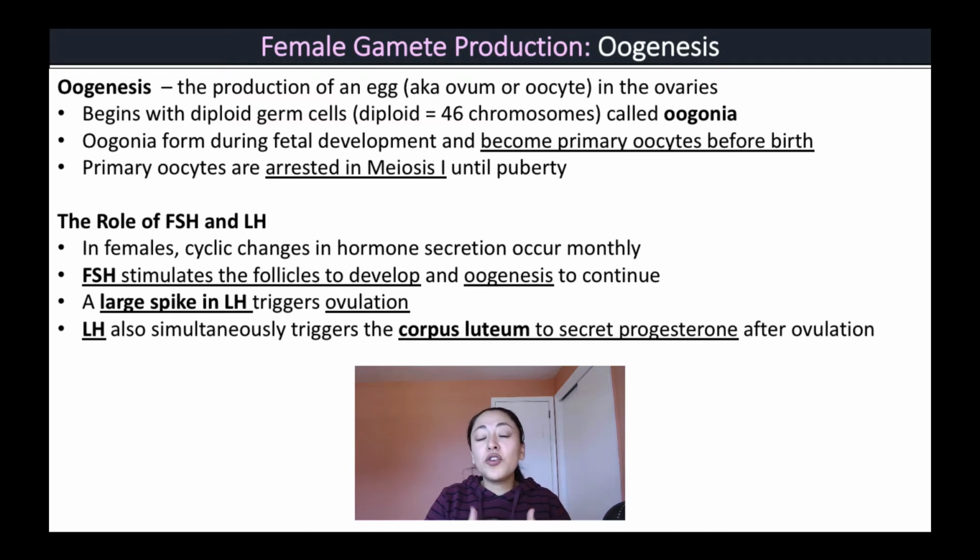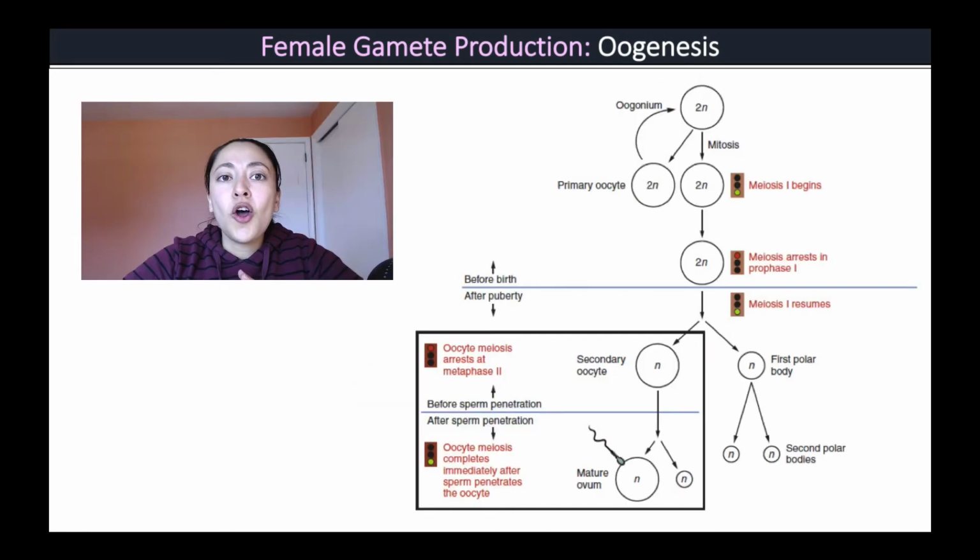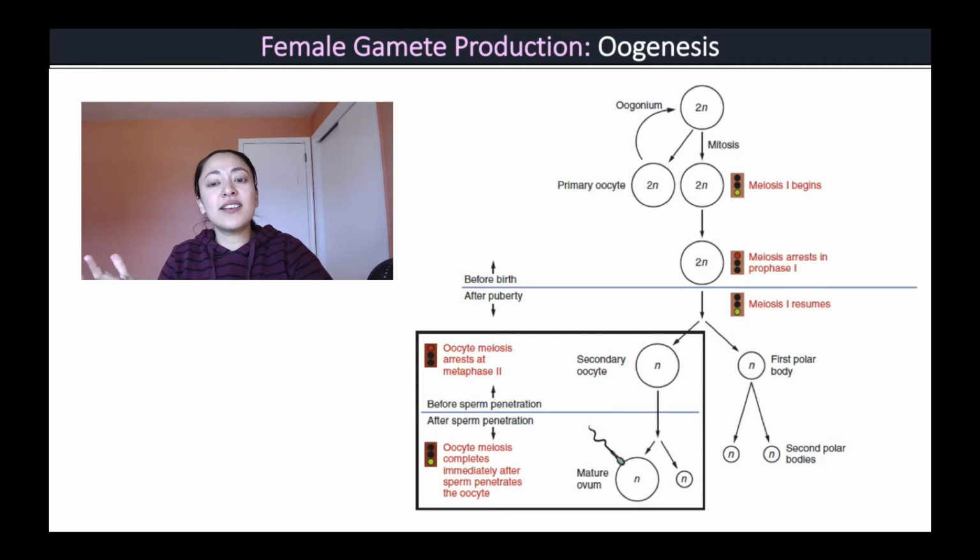However, I will review the role of FSH and LH in the female reproductive cycle again in the next lecture video. So if this seems a little overwhelming right now, remembering what these hormones do, we will go over it again in the future. Okay, so let's look at the steps involved in oogenesis and see if we can pick out some similarities between oogenesis and spermatogenesis, and also see if we can pick out some differences.